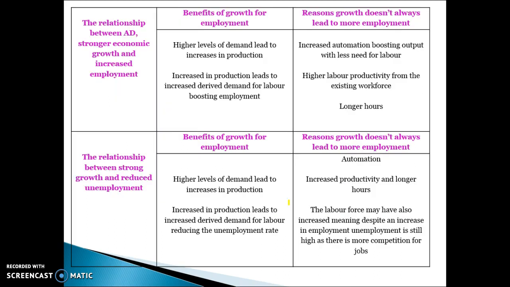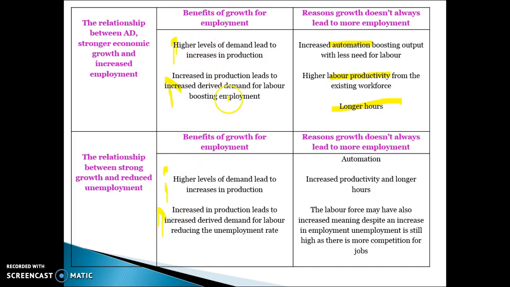Higher incomes lead to higher consumption, which helps to boost aggregate demand, and that should flow on to increased production, boosting real GDP. So really summarising quickly, the benefits of growth for employment: high levels of production lead to increased demand for labour. Not always the case though because of automation, increased labour productivity, or people just might work longer hours. In terms of the other way, benefits of growth for employment, higher levels of demand lead to increased production, which boosts the derived demand for labour.